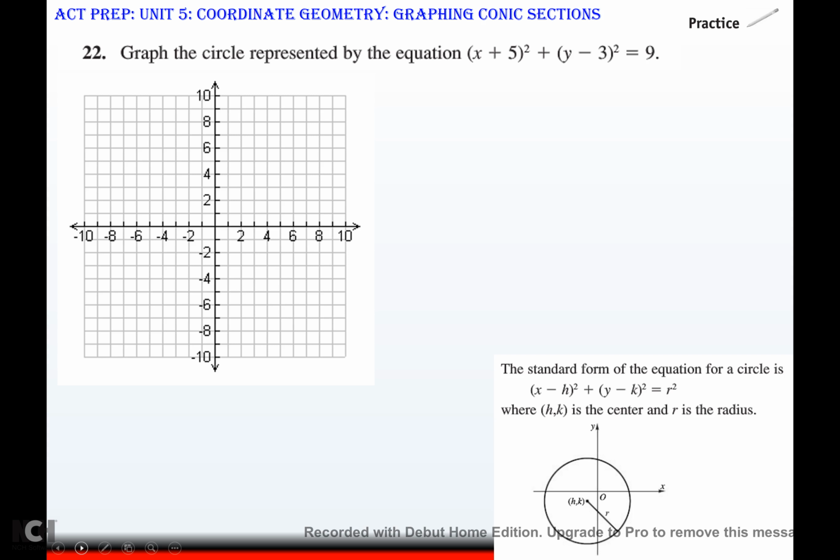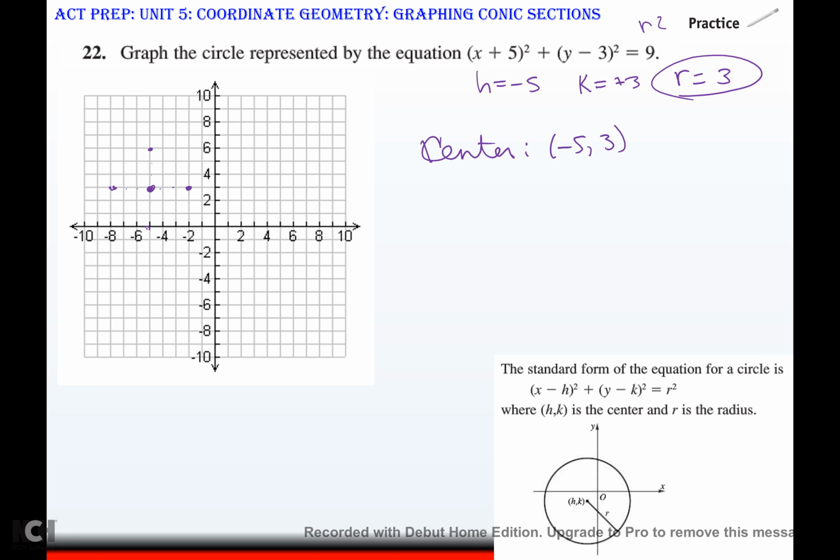Graph the circle represented by this equation. Well, there's my h is negative 5, my k is positive 3, my radius is 3 because r squared is 9. So my center is at negative 5, 3. Negative 5, 1, 2, 3. And my radius equals 3 says go out 3 in all directions. Out, up, out, down. Connect, and there's my circle.